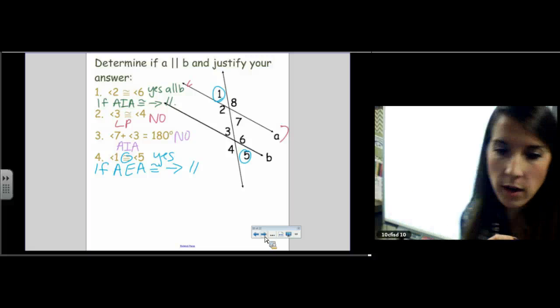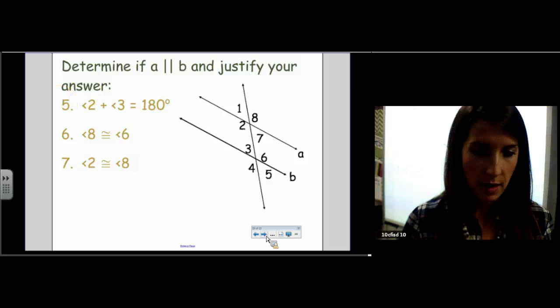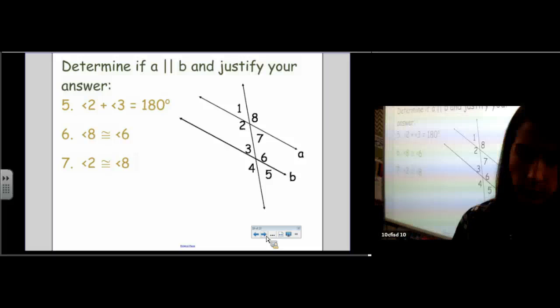Let's try a few more. For real this time, I'll let you do them by yourself, and then we'll talk about it in just a minute. So no one say anything. Decide what your answer is to 5, 6, and 7.